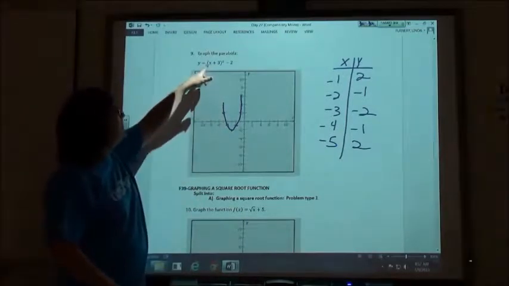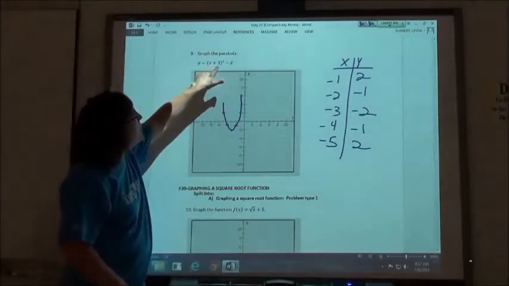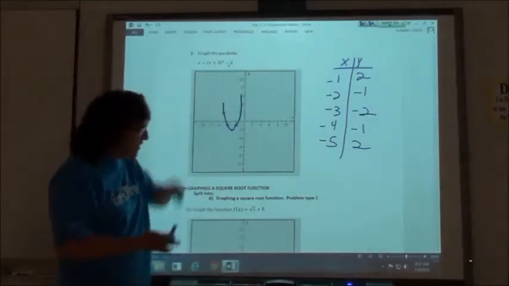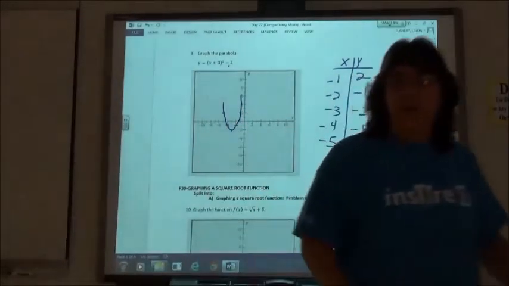So, let's get your vertex, the opposite of that number, same as that number, and then 2 points on each side of that, and it makes it pretty easy to graph.